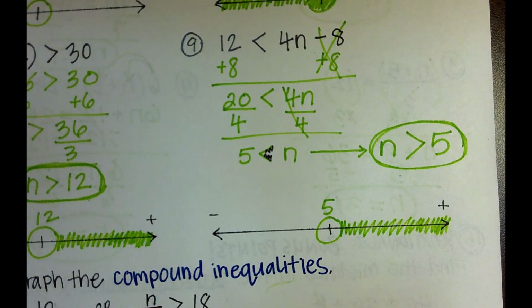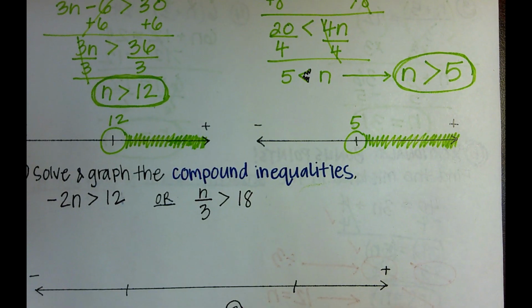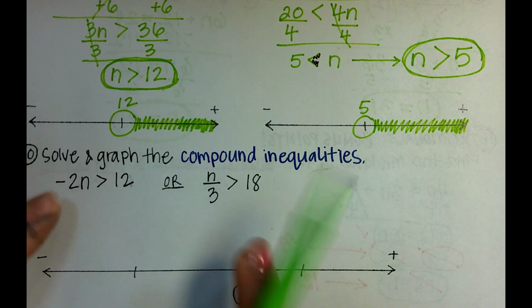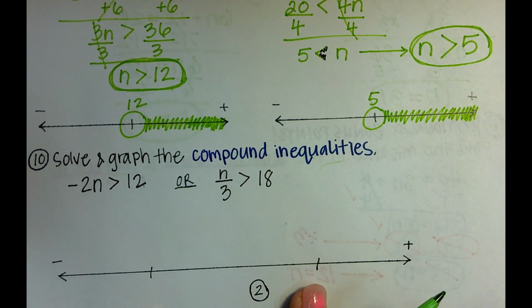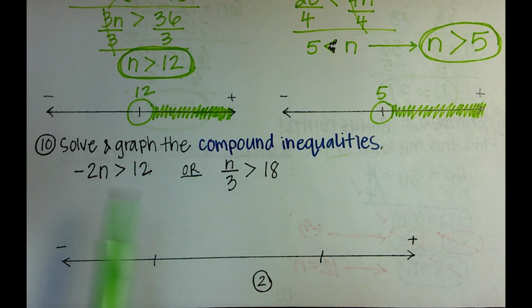Okay. Let's go ahead and peek at number 10. On Thursday, we started talking about compound inequalities. The reason we didn't spend a ton of time on it is because it's the same thing we've been doing. The only difference is you are graphing 2 inequalities on the same line. That's the only extra step we do here. We will solve these one at a time and then decide where they go.